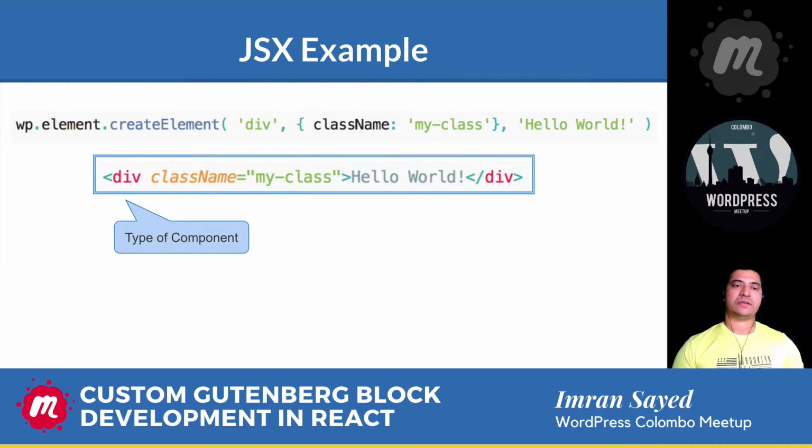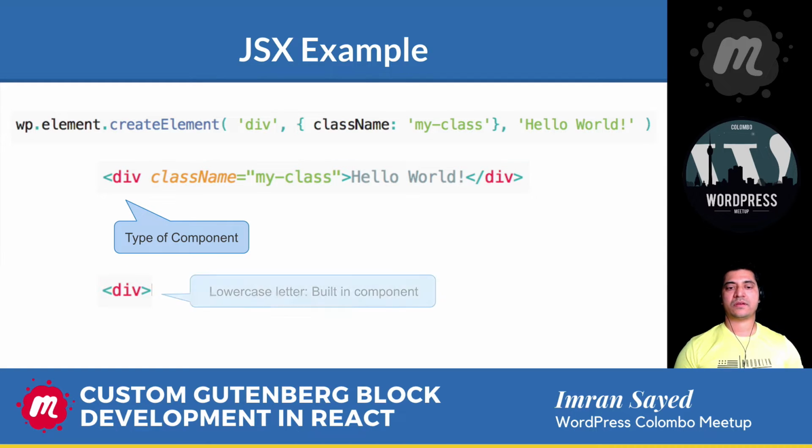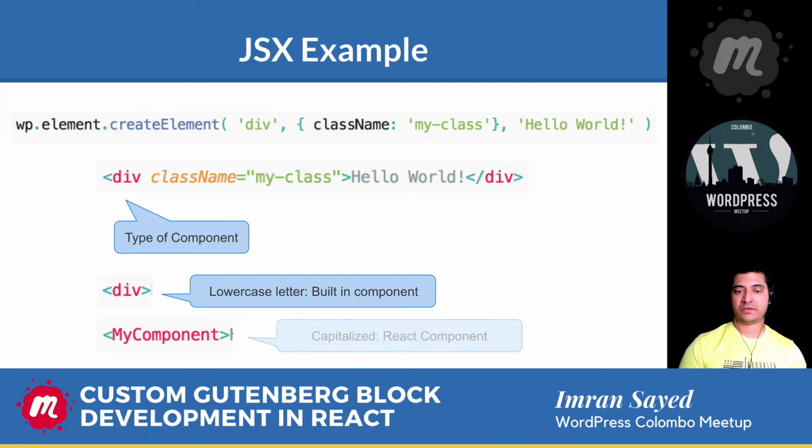Okay, so div is basically the type of component in JSX, and the lowercase letter means that it's a built-in component. Sometimes when you're creating your own component like this one, MyComponent, you can use a capitalized letter. So this is a React component over here.